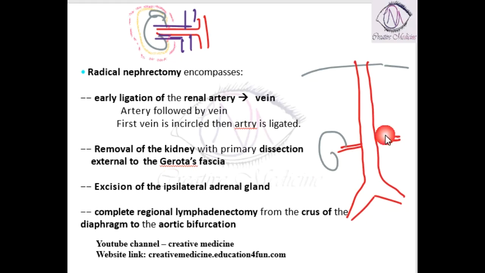Along this aorta we have different groups of lymph nodes, from the celiac lymph nodes to the superior mesenteric nodes, inferior mesenteric nodes, pre-aortic, para-aortic nodes, then renal nodes, all those are present. So we should do complete regional lymphadenectomy from the crus of the diaphragm to the aortic bifurcation. All the lymph nodes are removed in radical nephrectomy.